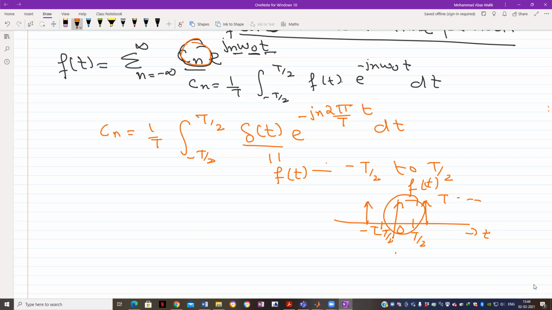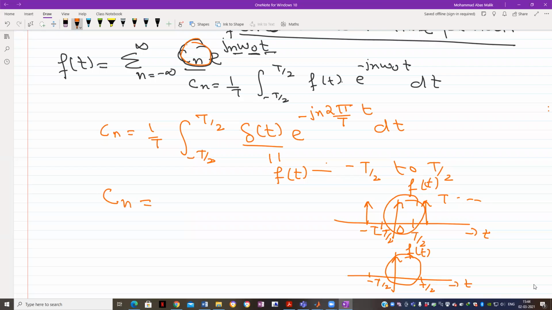So in general, you can show this like this. This is f of t, this is t. From minus T by 2 to T by 2, you have one impulse. That's delta of t. That's the reason I wrote delta of t. Got it? Yes, sir.